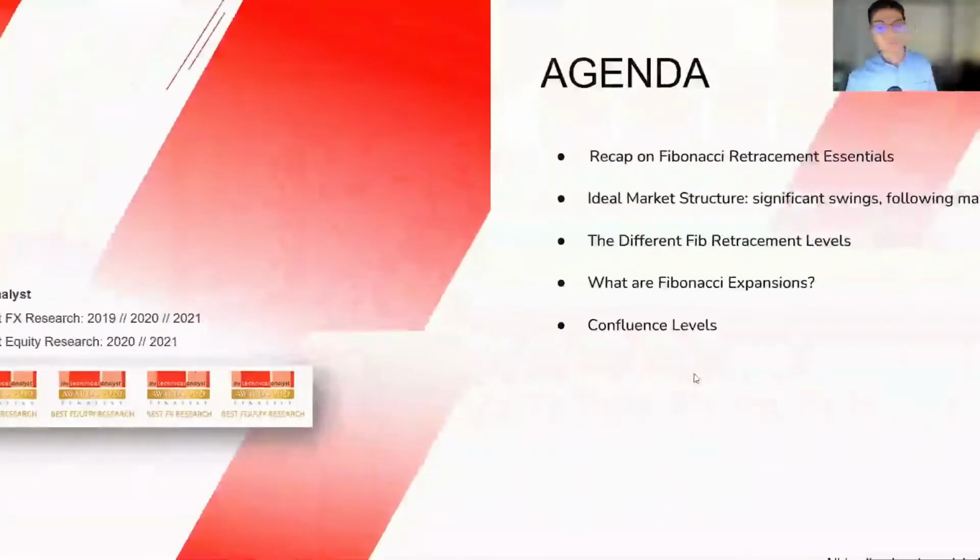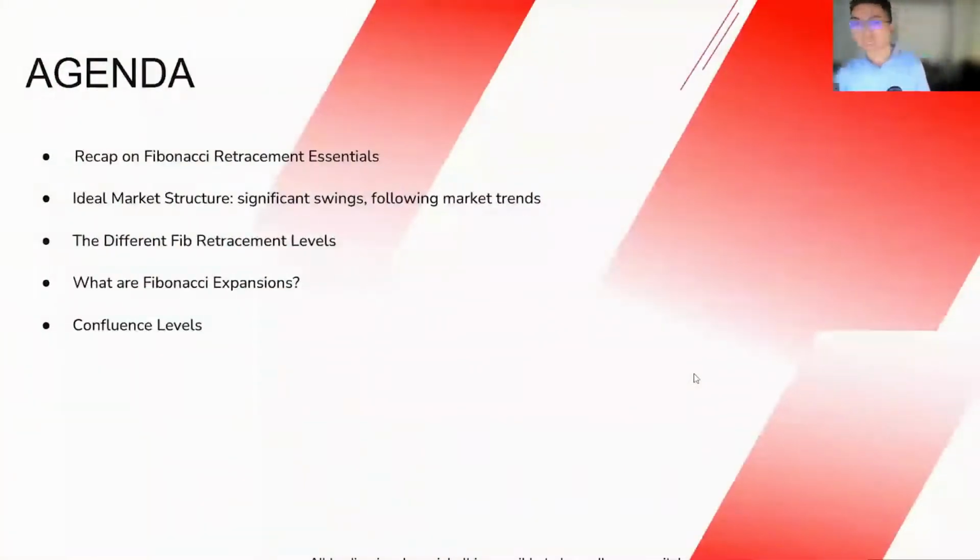Okay, so a few topics to cover today. A few agendas: a recap on Fibonacci retracement essentials, ideal market structure, significant swings, and following the market trend. We also have the different Fib retracement levels and what Fibonacci expansions are, which is the main highlight of this webinar, and going through confluence levels. So let us begin.